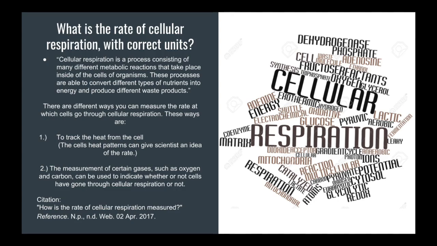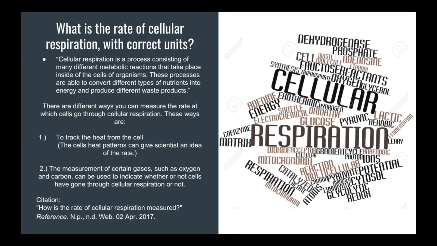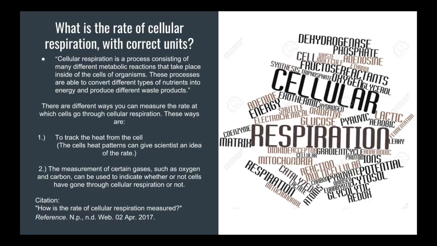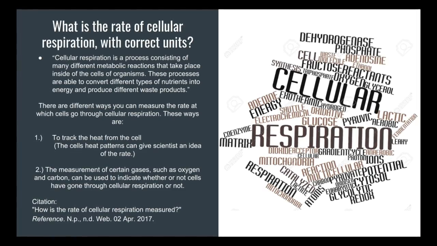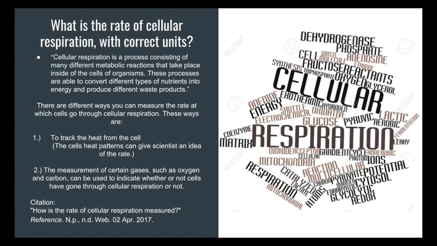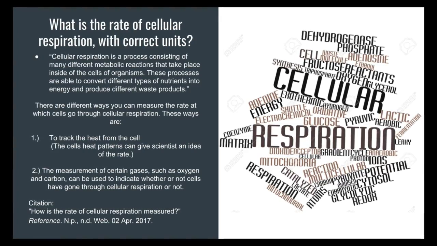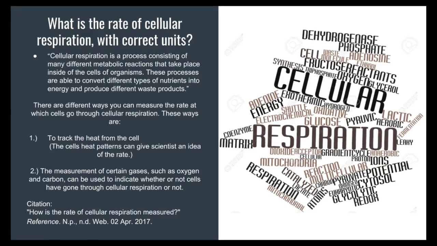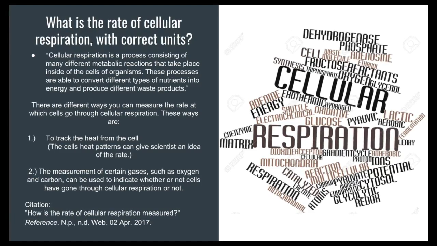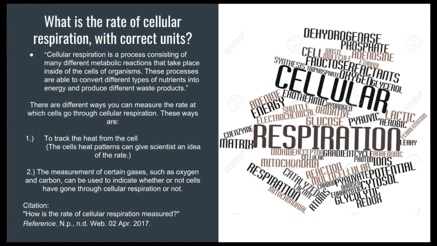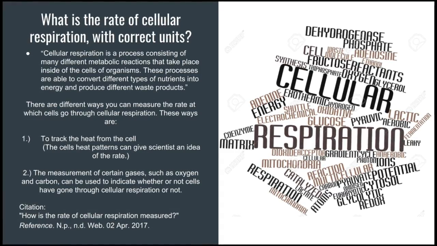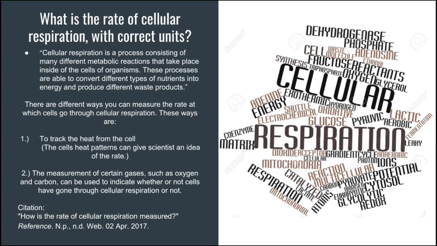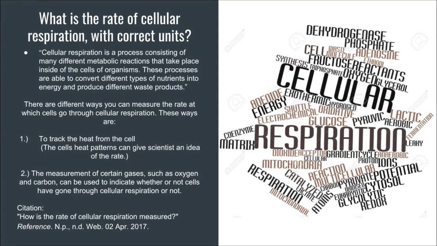Cellular respiration is a process consisting of many different metabolic reactions that take place inside the cells of organisms. These processes are able to convert different types of nutrients into energy and produce different waste products. There are different ways you can measure the rate at which cells go through cellular respiration. These ways are to track heat from the cell and the measurement of certain gases such as oxygen and carbon dioxide, which can be used to indicate whether or not cells have gone through cellular respiration.